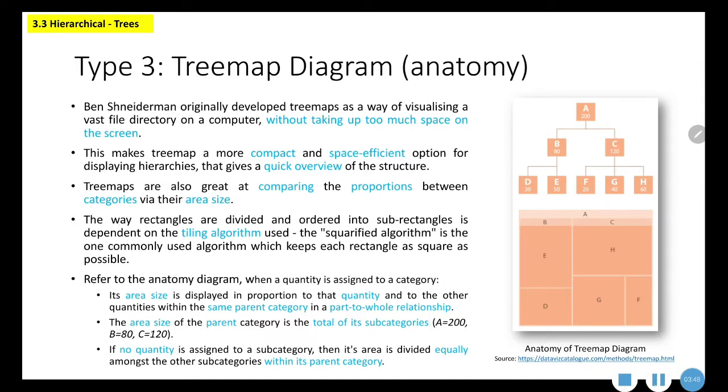The way rectangles are divided and ordered into subrectangles is dependent on the tiling algorithm used, or what we call the squarified algorithm, which is the commonly used algorithm that keeps each rectangle as square as possible.